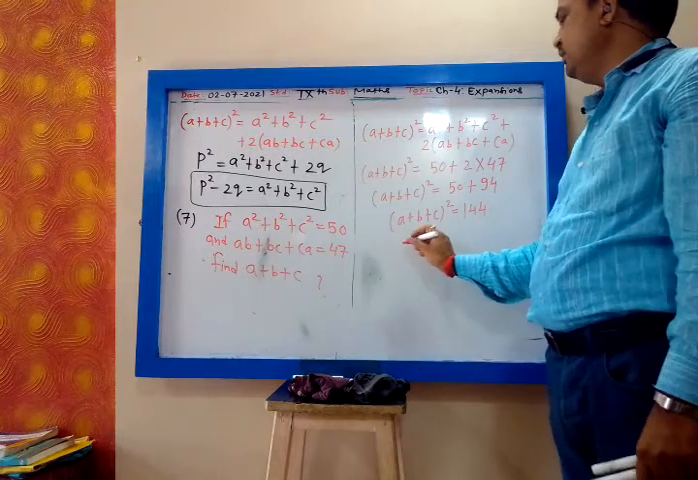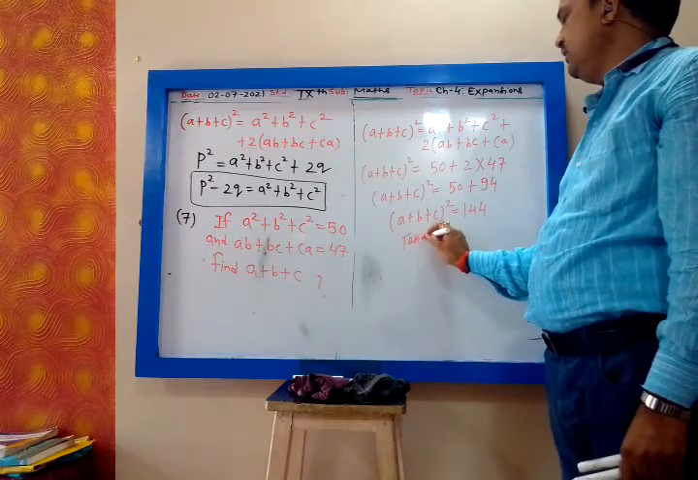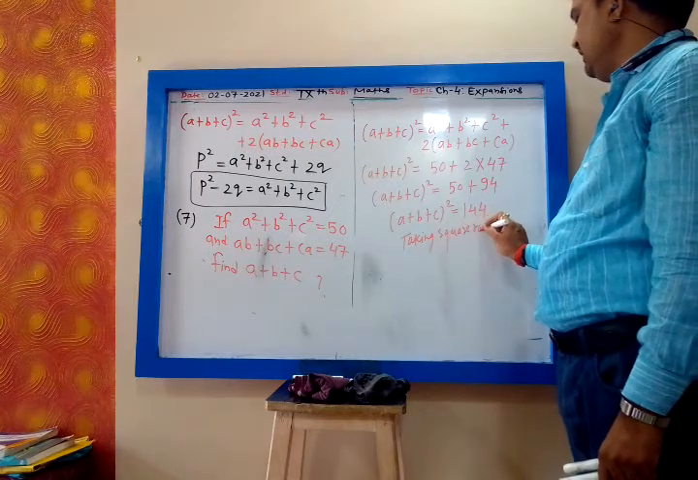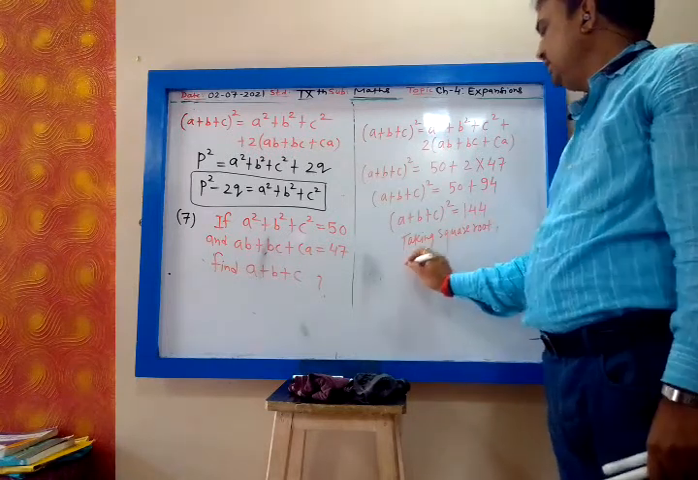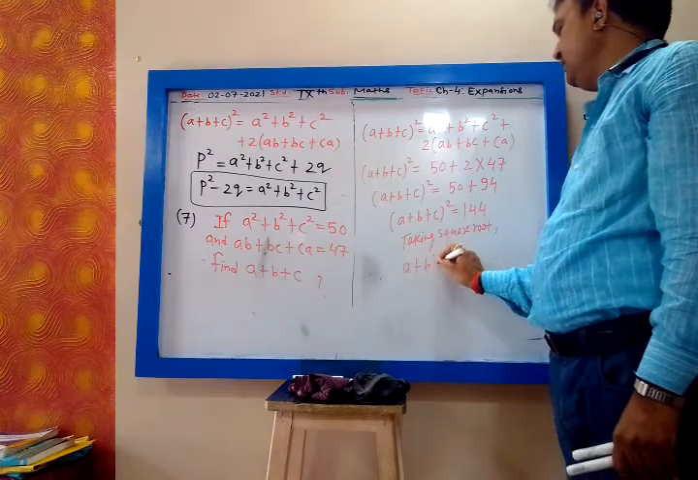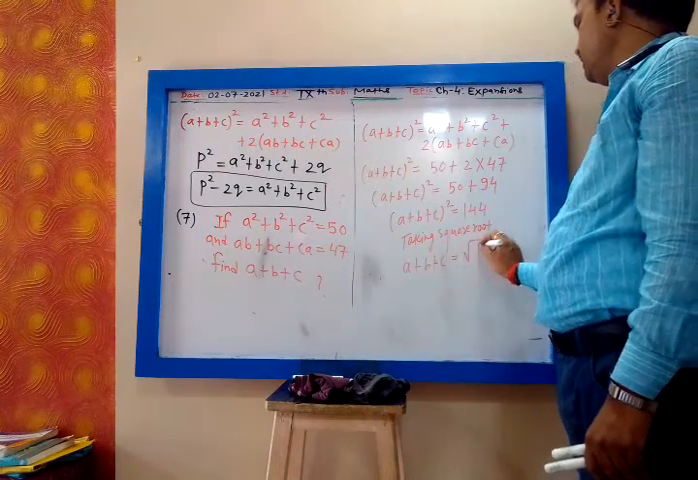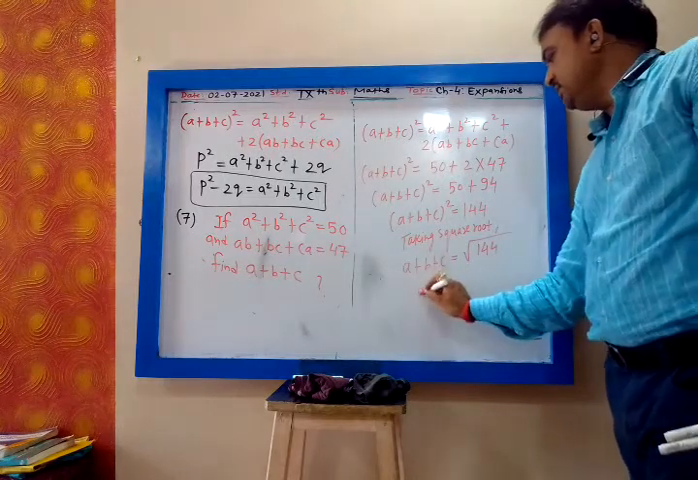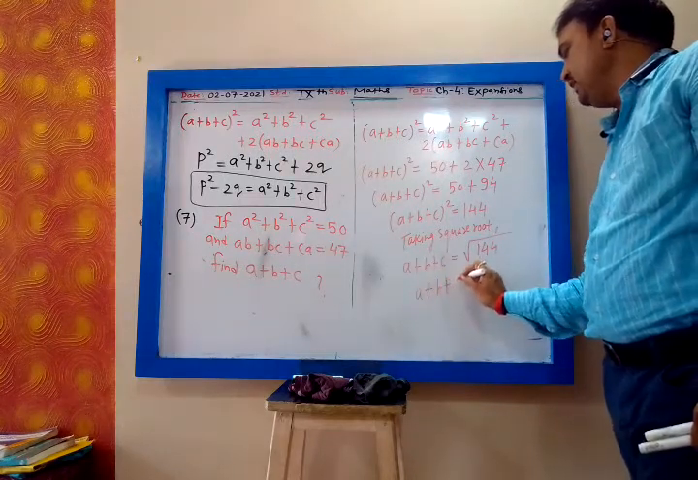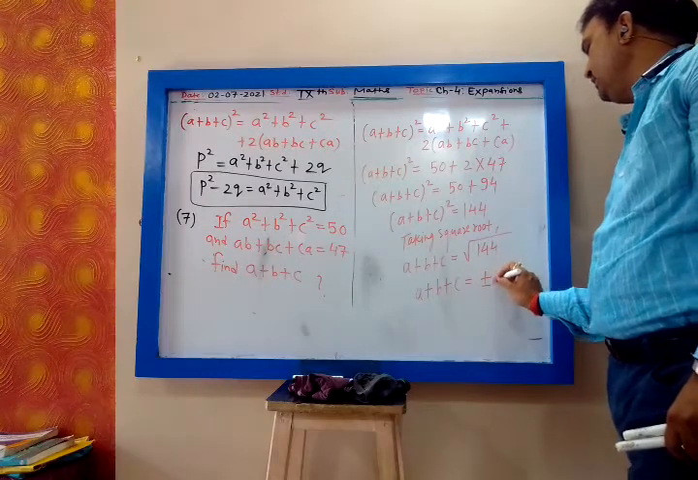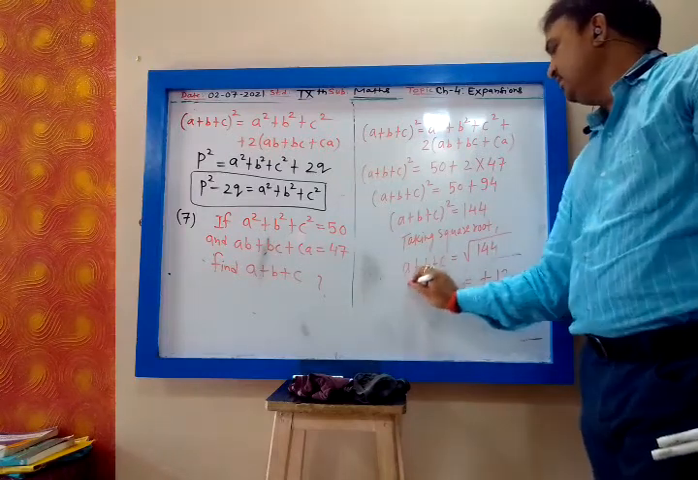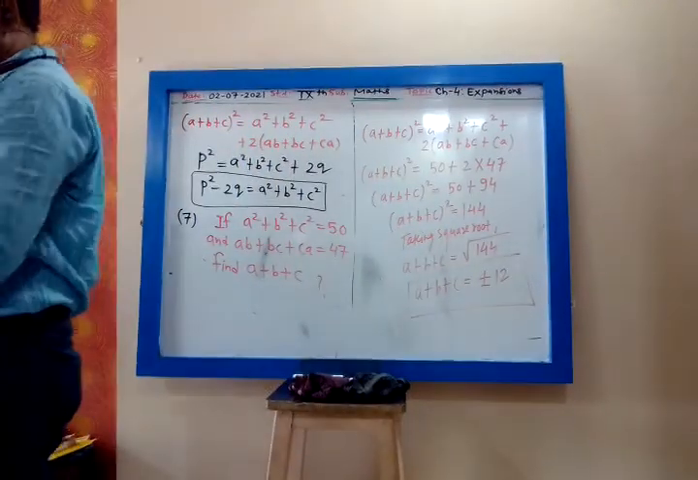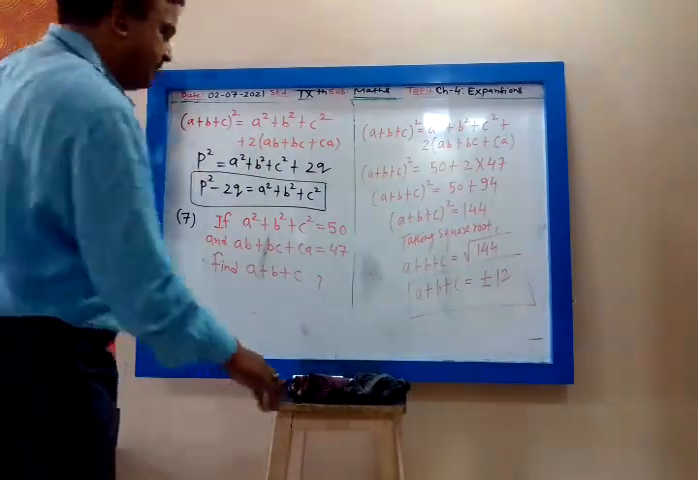So taking square root, you will get a plus b plus c is equal to square root of 144. So a plus b plus c will be plus minus 12. Remember, you have to take both the signs, plus 12 as well as minus 12.